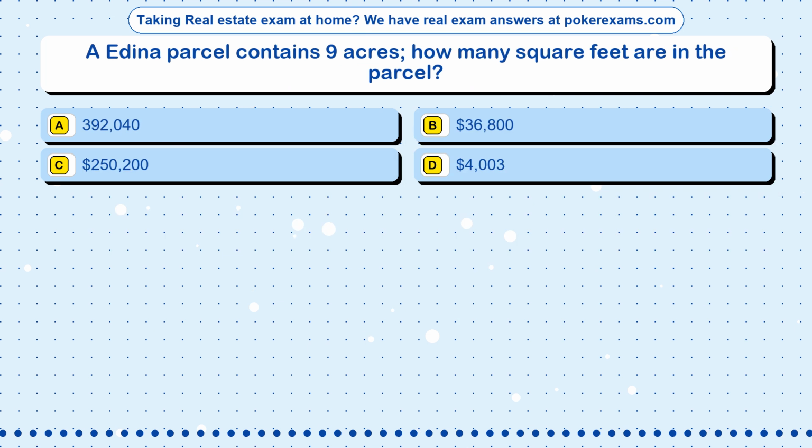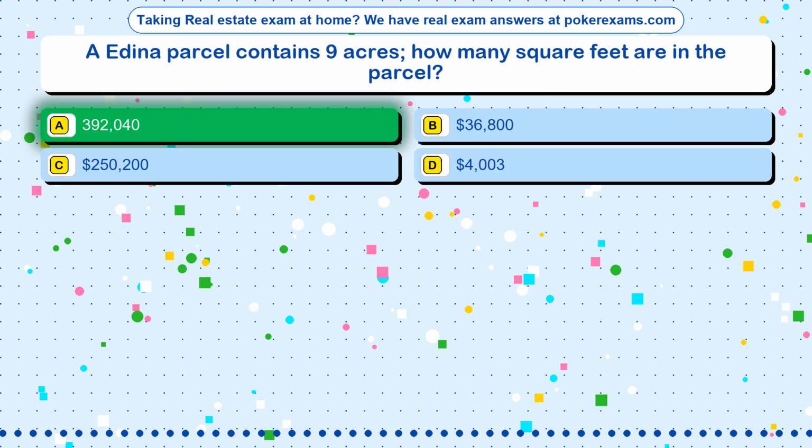Question 5. An Edina parcel contains 9 acres. How many square feet are in the parcel? Option A. 392,040. Option B. $36,800. Option C. $250,200. Option D. $4,003.